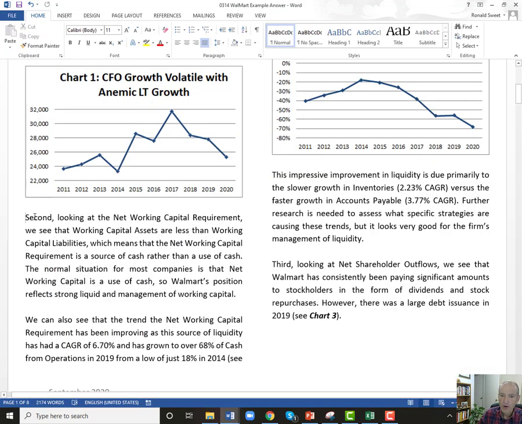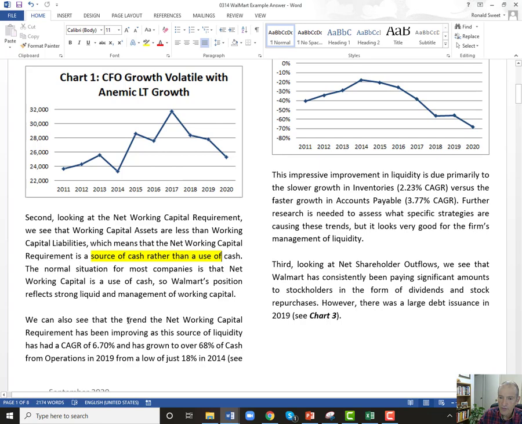So second thing we're going to talk about is looking at the net working capital requirement. We see that the working capital assets are less than the liabilities. That means working capital requirement is a source of cash. The normal for most companies is that it's a use. So we can say Walmart is incredibly liquid. Next thing we're going to do is look at the trend. So this is still under number 2. We look at whether it's a source or a use.